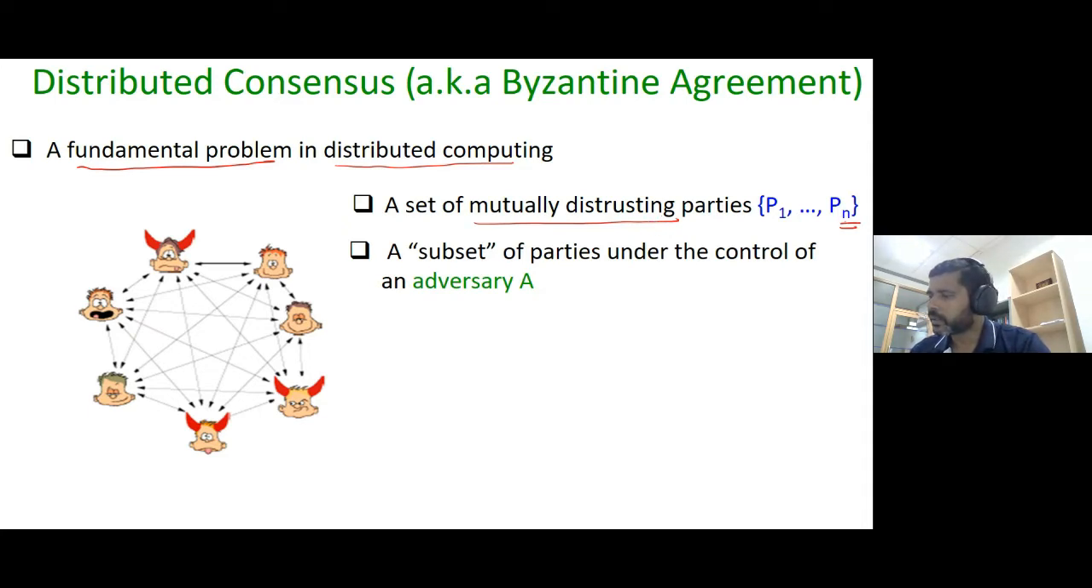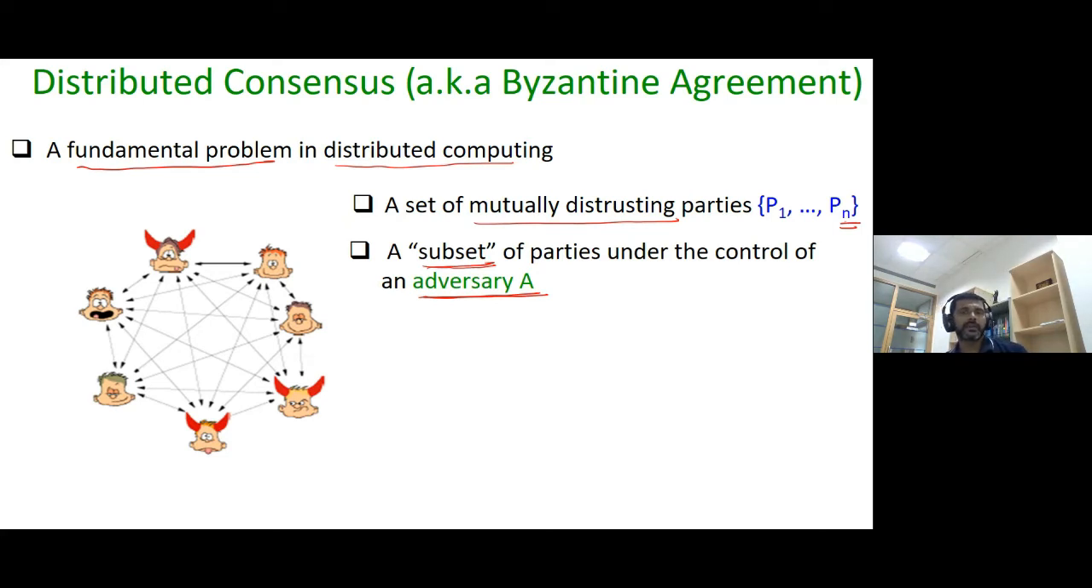And since we are talking about mutually distrusting parties, to model the distrust in the system, we assume that we have a centralized entity, which I call the adversary, denoted by A, who can control a subset of these n parties.